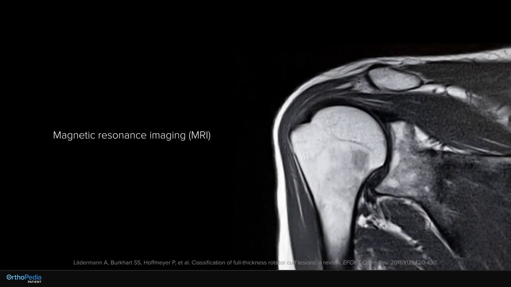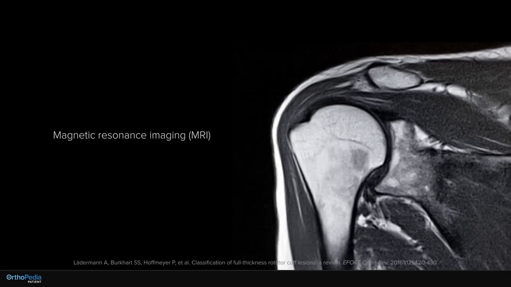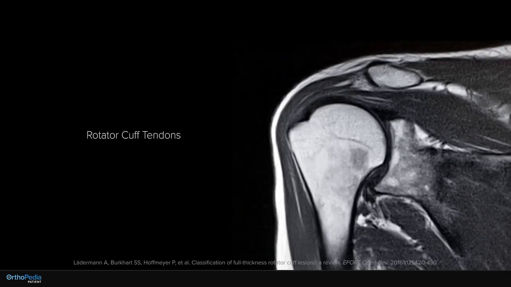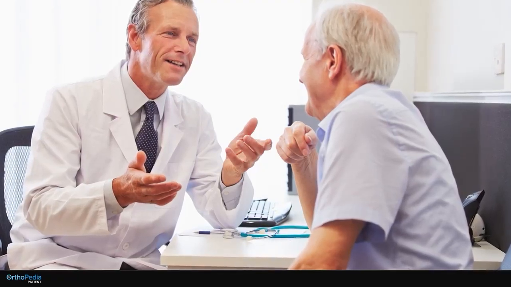In addition to an X-ray, a surgeon may also order an MRI to evaluate for the soft tissue structures of the shoulder, mainly the rotator cuff tendons. After review of the imaging tests and correlation with the patient's symptoms, the doctor will determine and communicate whether non-operative or surgical management is best for the patient.